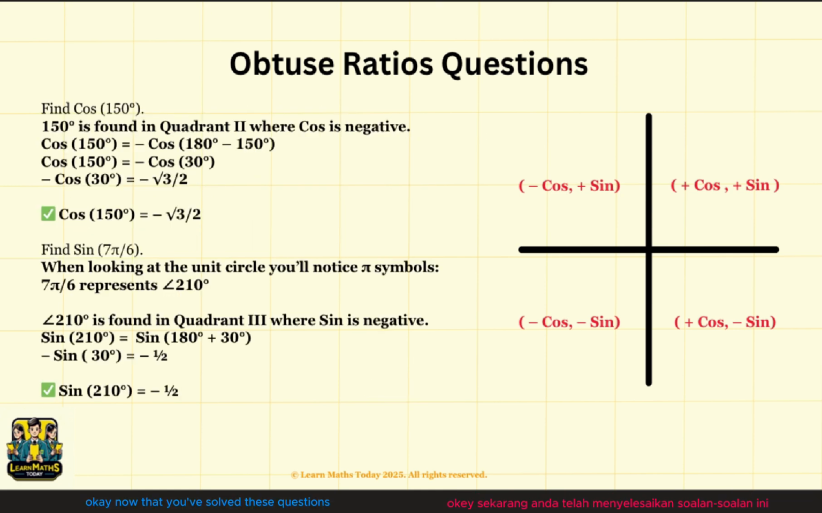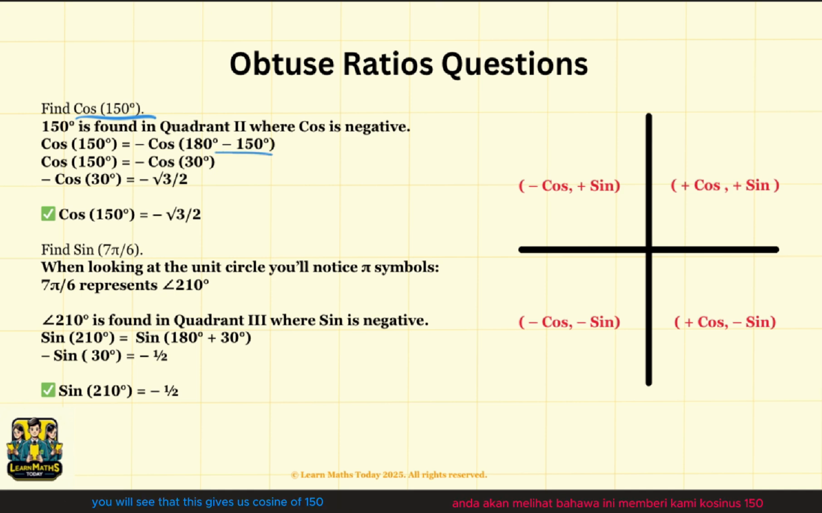Okay, now that you've solved these questions, I'm going to review them with you. First, on question 1, I asked you to find the cosine of 150. Now, what I did to solve this question was I set up the equation as it was given to me, setting cosine of 150 equal to the negative cosine of 180 minus 150.